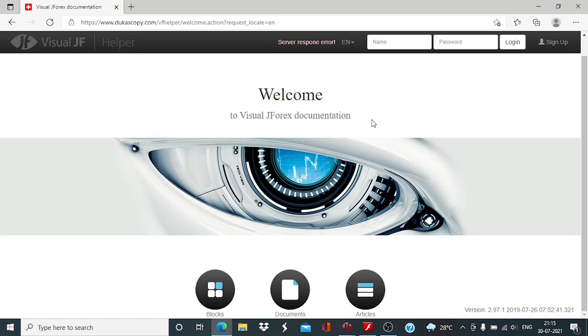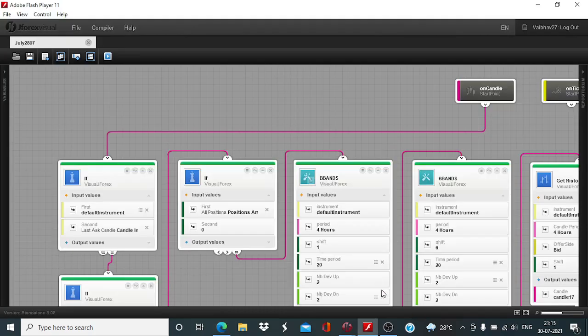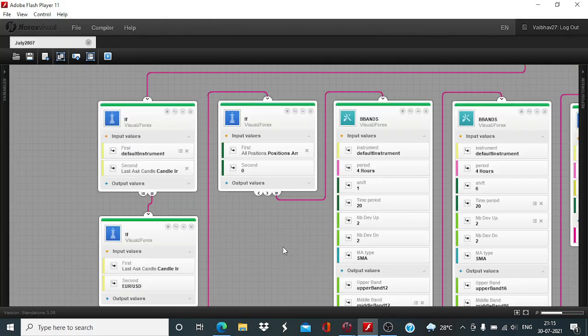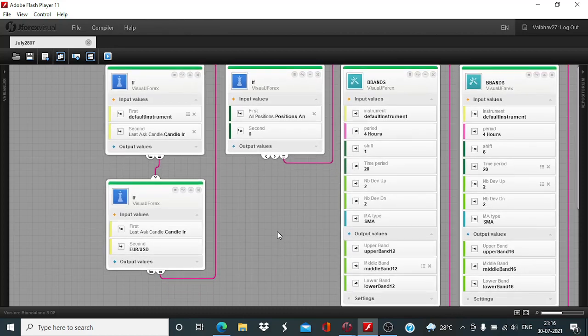In today's session of Visual JForex, we will be continuing our algorithm development work using the indicator Bollinger Bands. This is the third and final session of this series, and in today's setup, we will be completing the requirement for the execution of the sell trade. So let us now go to the Visual JForex board, which has been developed by Dukascopy Bank SA.